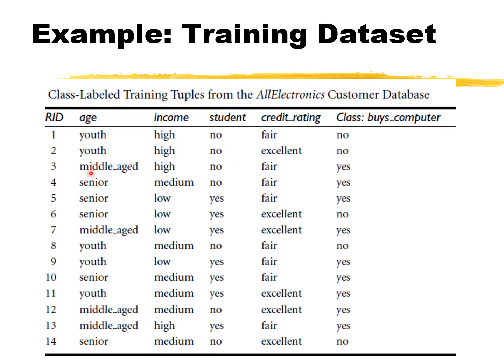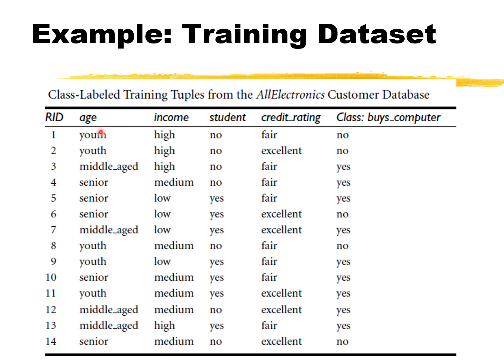Now, this is an example, and we've seen many like it before. We have RID, age, income, student, credit rating, and then the class, which is buys computer. So buys computer can be either yes or no. And these are the attributes that we want to use in order to determine if a certain customer will actually buy a computer or not.